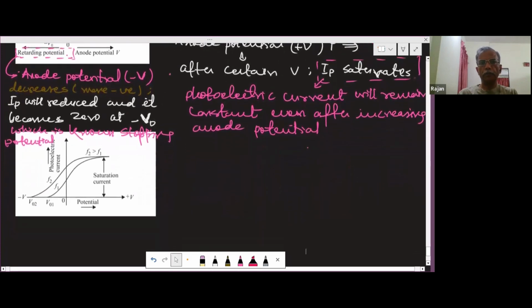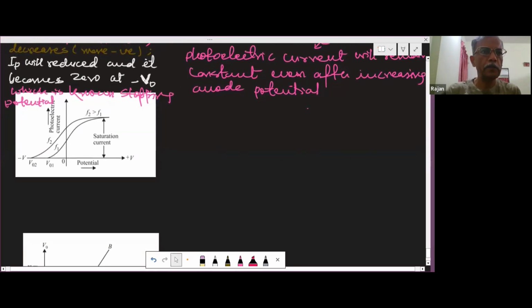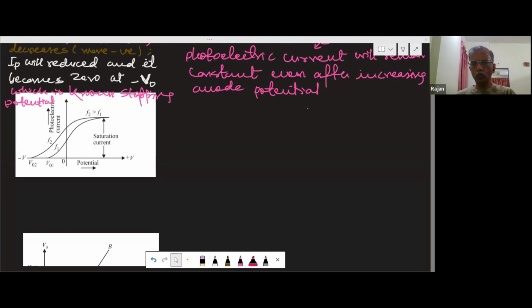Now see this figure carefully, right? Just see this figure carefully. In the two incident rays, 1 and 2, they have different frequencies, f1 and f2. Mind it, both f1 and f2 are greater than f naught, because without that we cannot write any story. Without that, there won't be any photoelectric current, so no question of such a graph. So both f1 and f2 are greater than f naught.